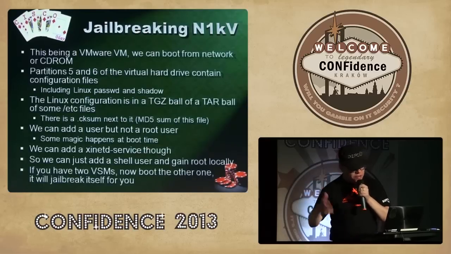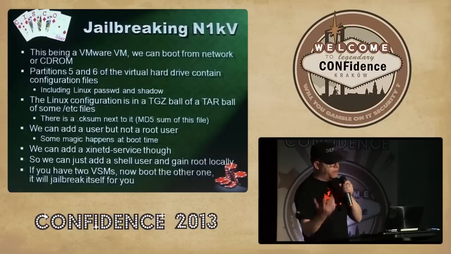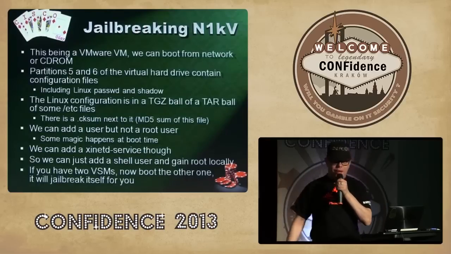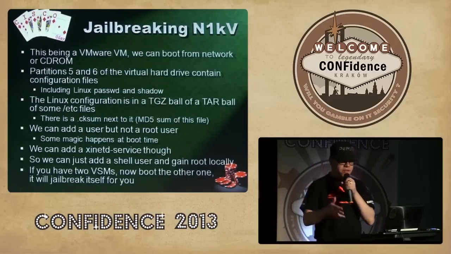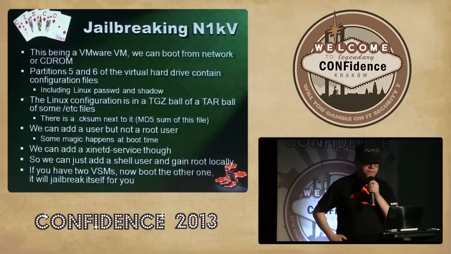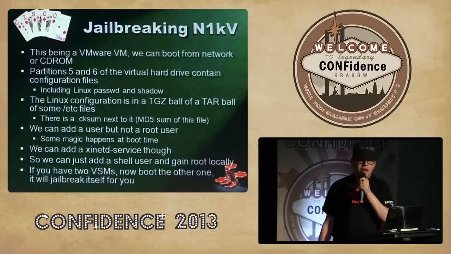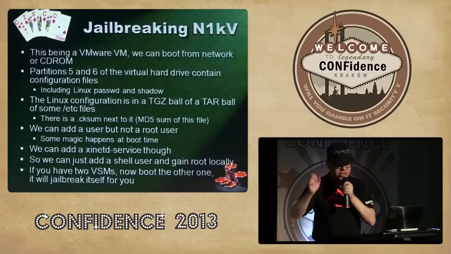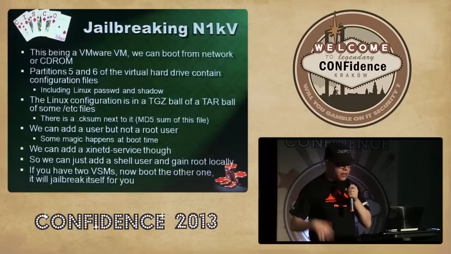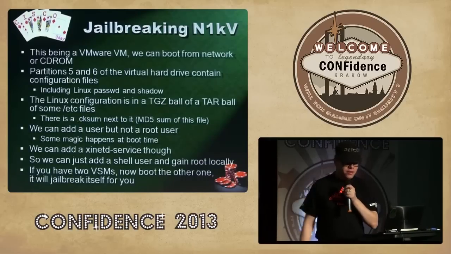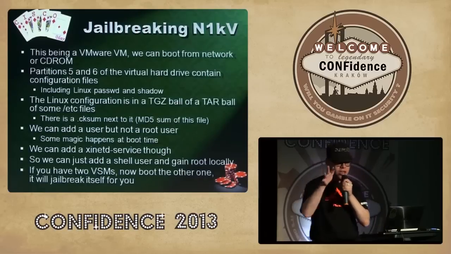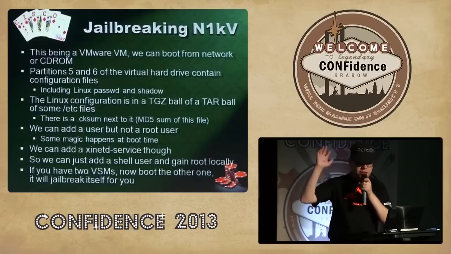Because their Nexus stuff is Linux, so you boot a Linux, then you look at a partition table, you find that partitions 5 and 6 actually contain configuration files, including some very commonly used files on Linux called passwd and shadow. So you boot this up, you mount this partition 5, for example, you find a tar.gz ball that contains a tar file. Like, it actually contains a single tar file. So once you're over this inception style of packing stuff, you will find that it contains all the files that you're interested in from etc. It also has a file called checksum next to it, and I was like, oh, it's signed. No, it's actually not, it's just the MD5 of the TGZ.